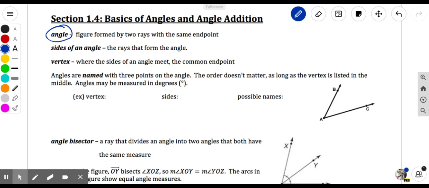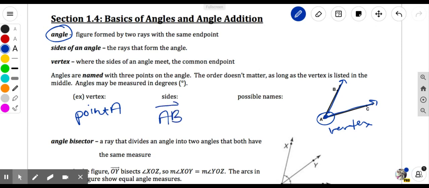If you look at this example here, this would be one side, ray AB. This would be the other side, ray AC. See how they have this common endpoint A? That's the vertex of the angle. Super important. So for the vertex, we can say the vertex is point A. The sides, like I said, are rays. So it'd be ray AB and ray AC.